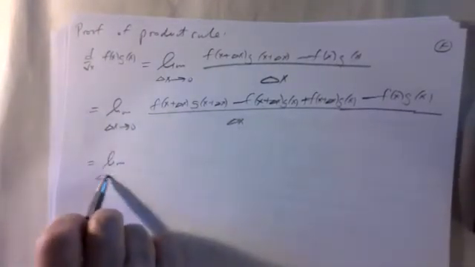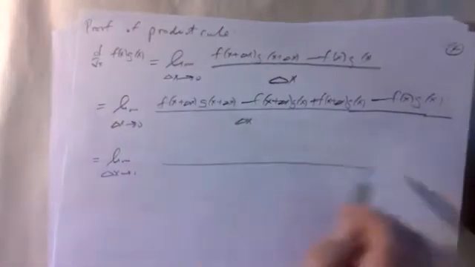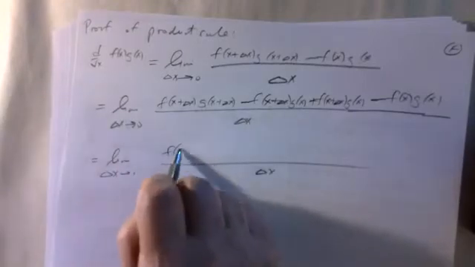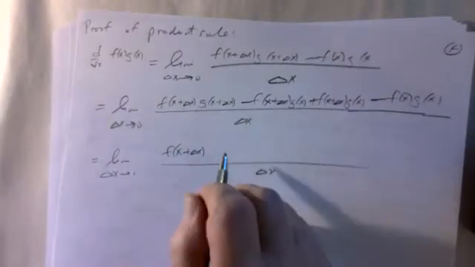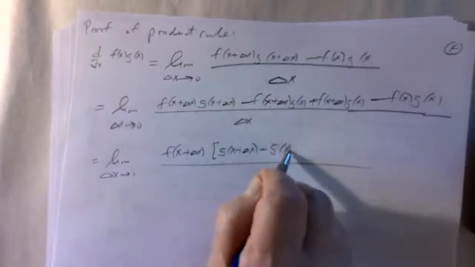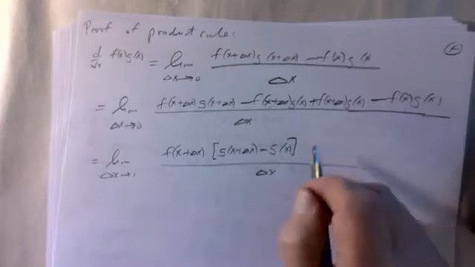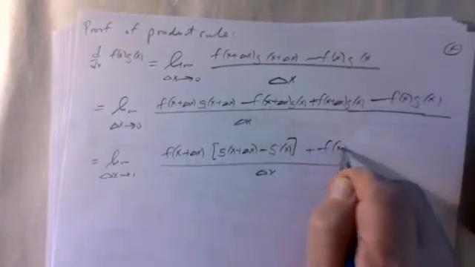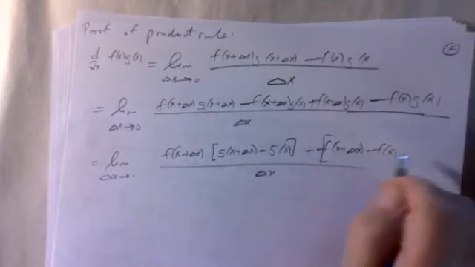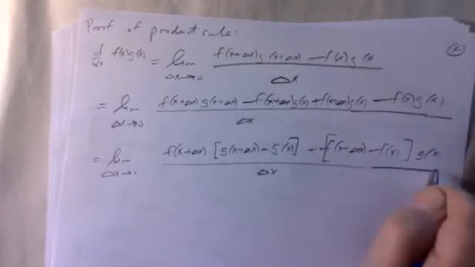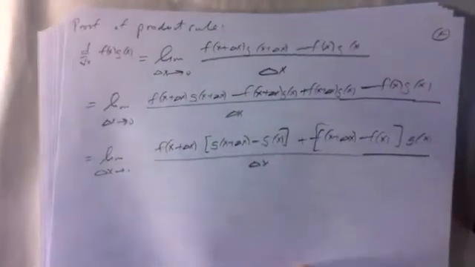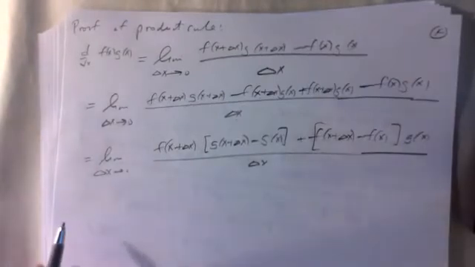And this is the limit as delta x goes to 0. From these first two terms, I can factor out an f of x plus delta x, and I have g of x plus delta x minus g of x. And from the last two terms, I can factor out a g of x. I have f of x plus delta x minus f of x times g of x. So this is just a little algebraic manipulation.